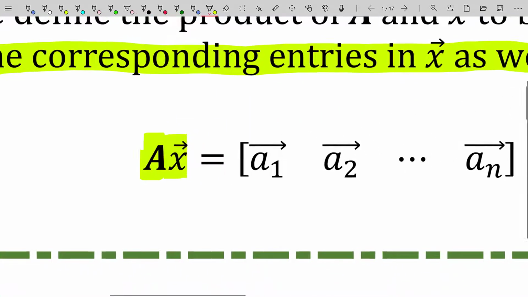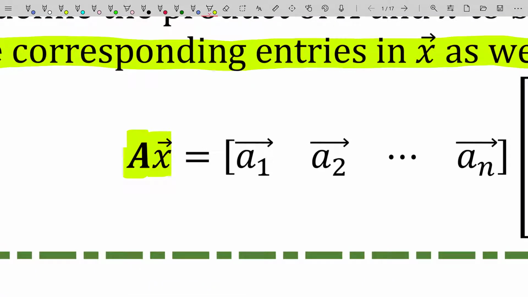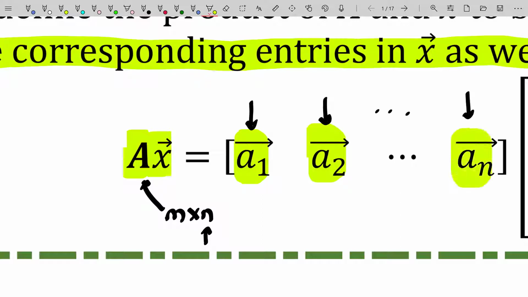Well, the matrix A has n columns. Remember, A is m by n. So there should be n columns, 1, 2, all the way to n of them. And it should have m rows. Luckily, again, each one of these column vectors has m entries. So this fits so far.